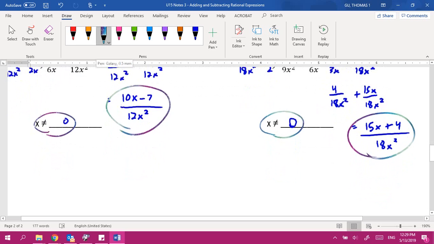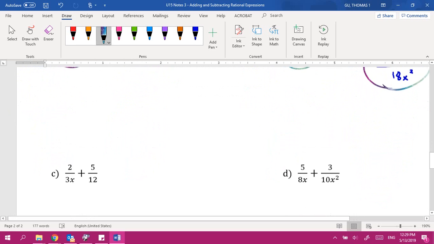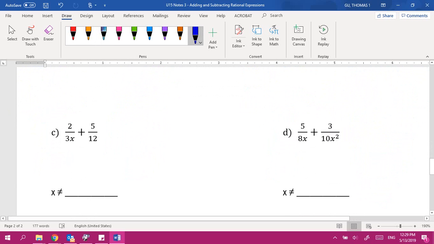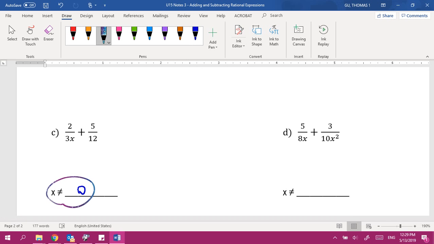All right. Next. C. What are my restrictions here? X cannot equal 0. And what is my least common denominator here? 12x. Right. So how do I make 3x into 12x? 4 over 4. 4 over 4 gives me 8 over 12x. And what do I need to multiply the 5 over 12 by? X over x.